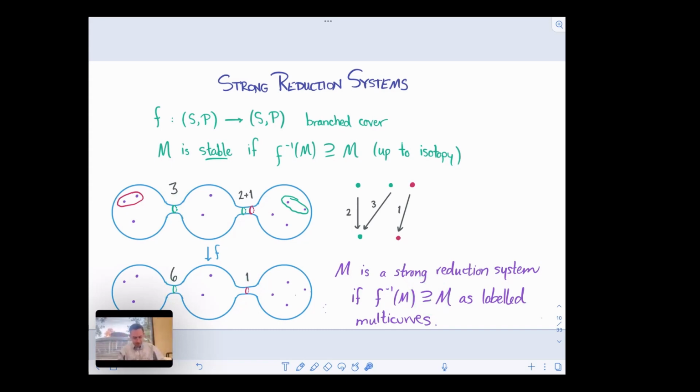So what are my other choices? This curve by itself is not a strong reduction system. The two curves together is not a strong reduction system, but this curve by itself is a strong reduction system because the pre-image is just the same curve. Well, it contains the same curve with the same label. So the only M that works here is just this curve.